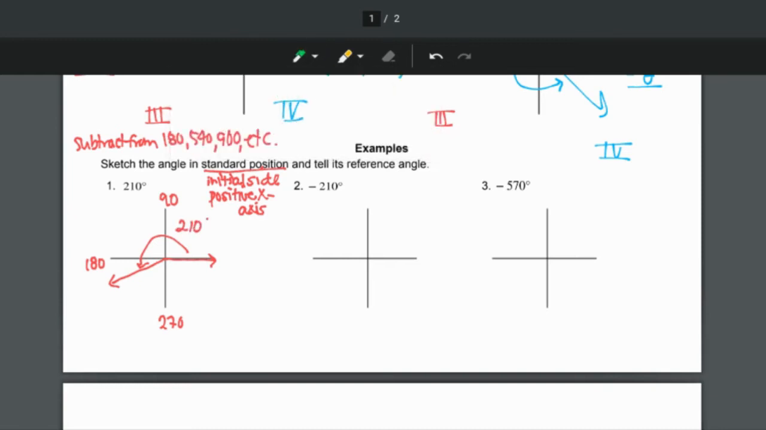So the reference angle is, if I were to make a triangle, a right triangle from the terminal side to the x-axis, how many degrees is this angle.